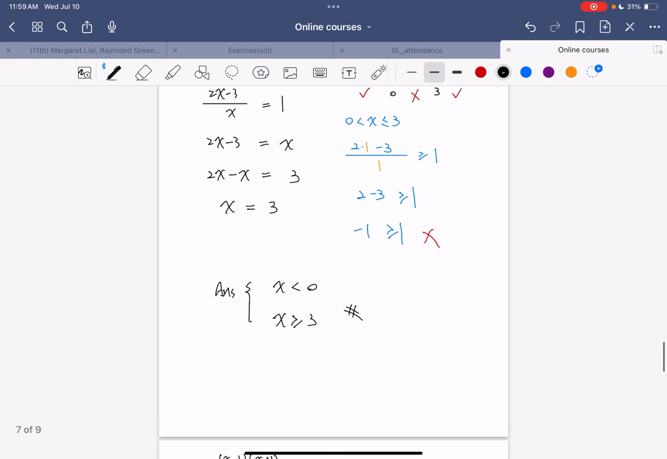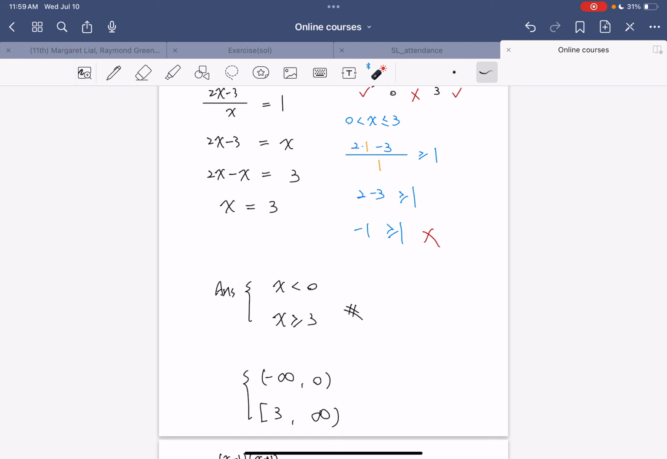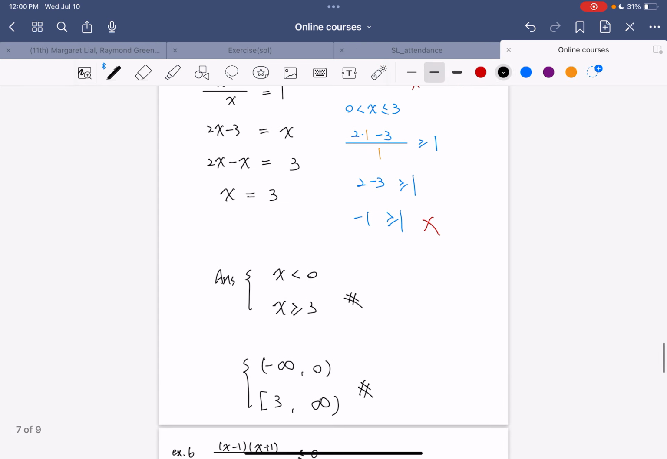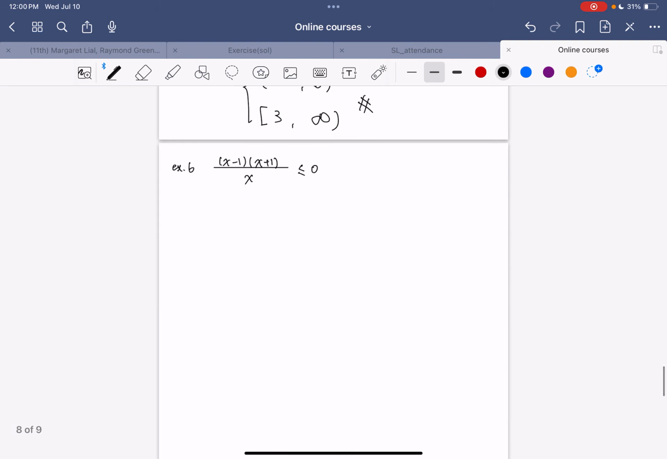You can also express this in another form, which is negative infinity to 0 with this bracket, and here we're gonna use this bracket, 3 to infinity. So these two are equivalent to each other. Either of these two could be the answer. Then next, we're gonna get into this part.